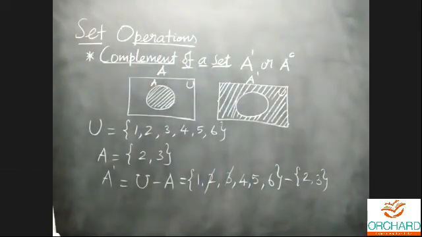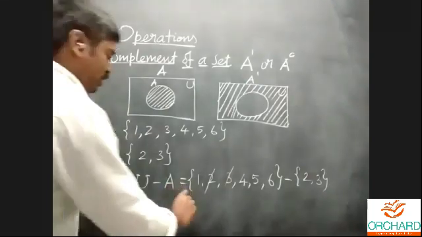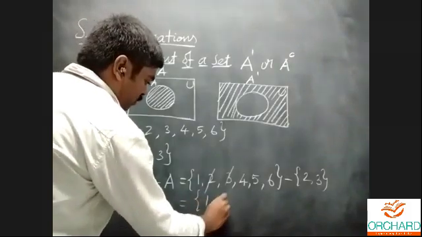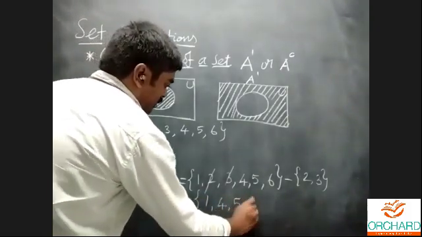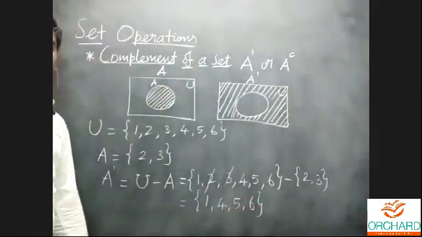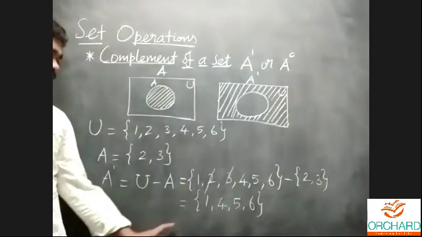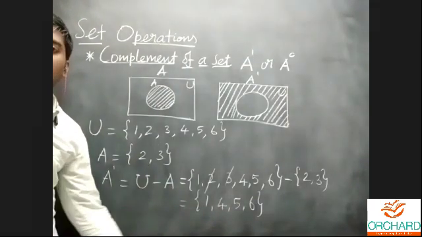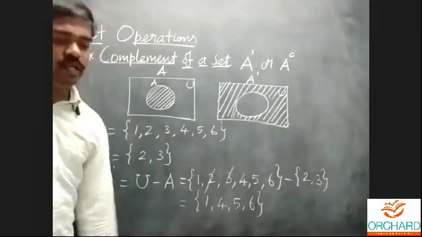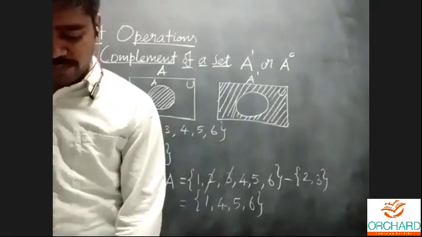Then what is the remaining element in the universal set? 1, 4, 5, 6. 1, 4, 5, 6 is the remaining element in the universal set. This is called A dash, the complement of a set A.